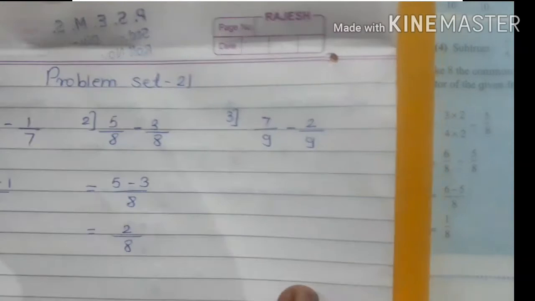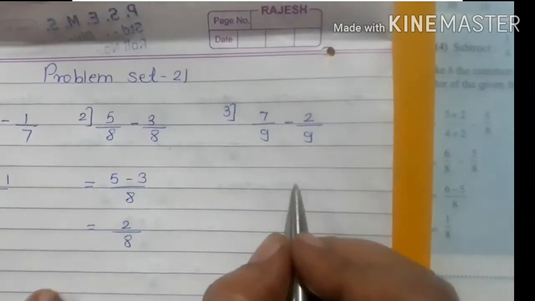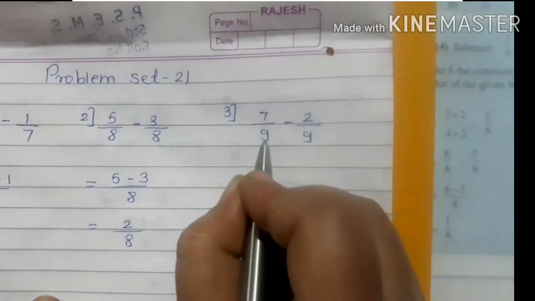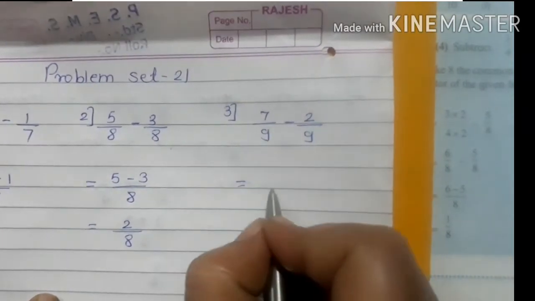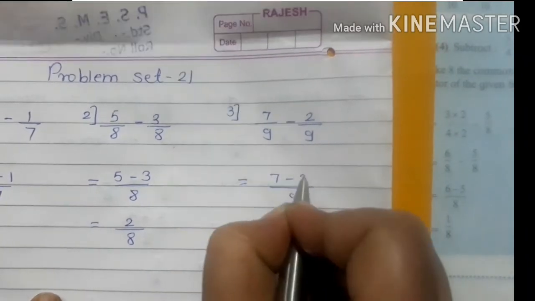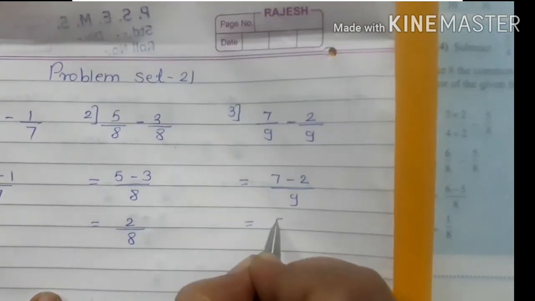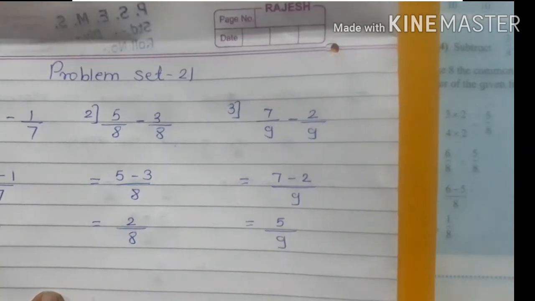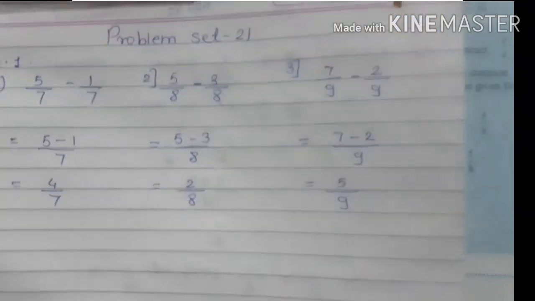Now see the third one. 7 upon 9 minus 2 upon 9. Observe the denominator. Both are same? Yes, same. So write it one time. 9. Now 7 minus 2. 7 minus 2 is 5. So the answer is 5 upon 9. Understood everyone? See the next one.